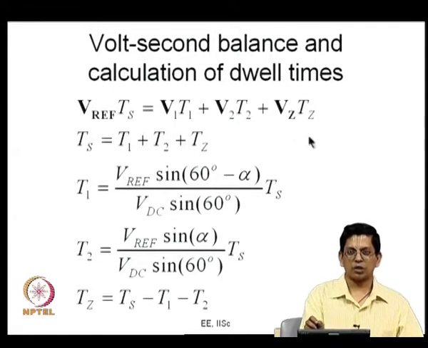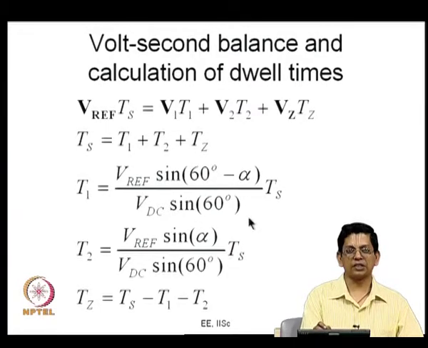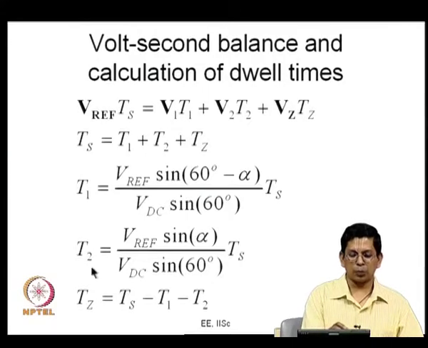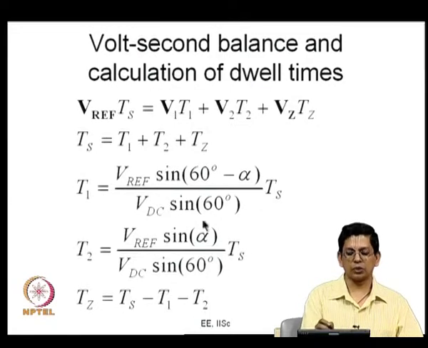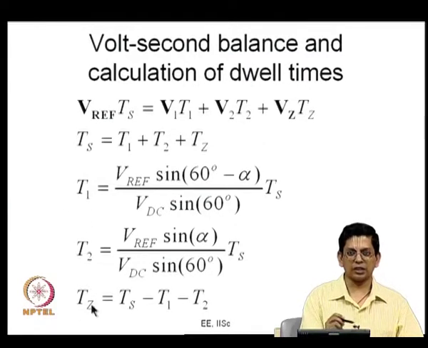So, this is the volt second balance, and T1 is equal to Vref sin(60 minus alpha) Ts divided by VDC sin 60. Similarly, T2 is proportional to Vref sin alpha. So, it is Vref sin alpha by VDC sin 60 times Ts, and Tz is Ts minus T1 minus T2. This is how you calculate the dwell times for the active vector 1, active vector 2 and the null vector, as I have said in the previous lectures as well.